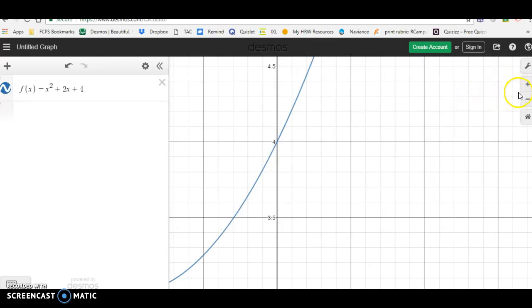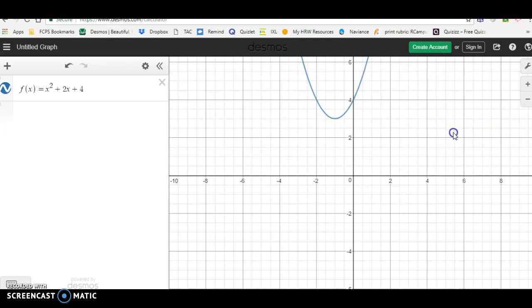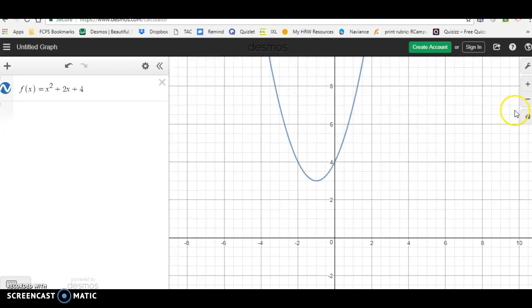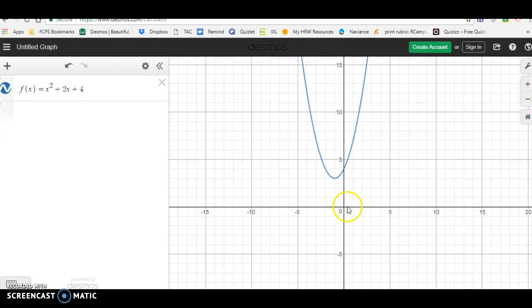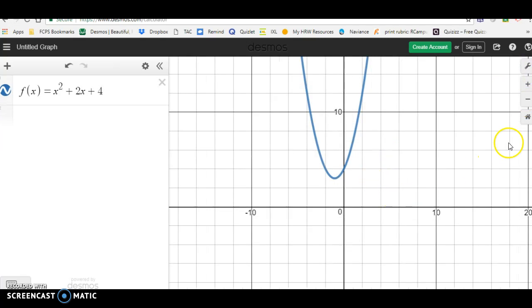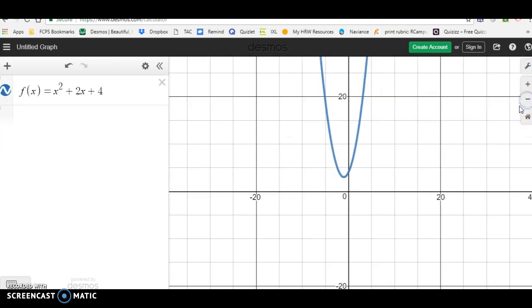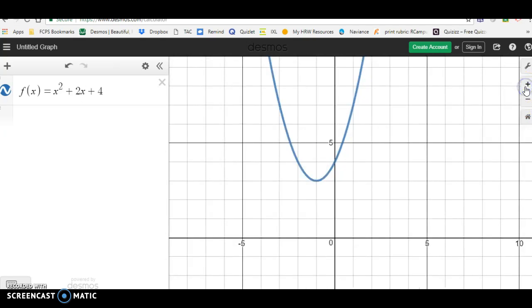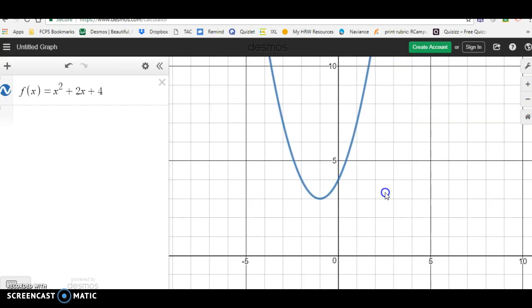And if I feel like I can't see anything on my graph, you can always click the home key, and that will take you back to the original view. I like my graphs to be counting by ones. All right, so here's my graph. A couple of cool things about Desmos: I like to go to projector mode because it makes it a little bit darker. Again, I like my screen to be one by one.